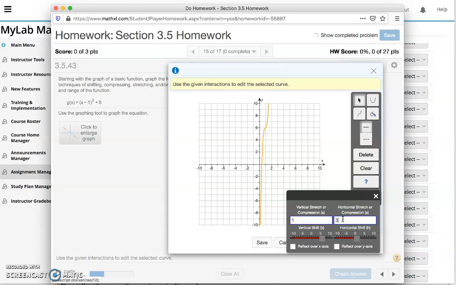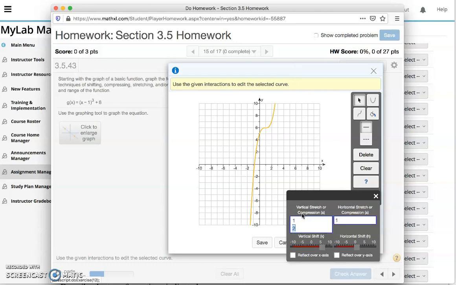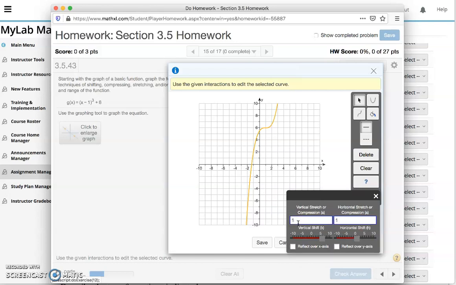What if I had a vertical stretch or compression? Well, I just use the left box that's for vertical stretch or compression and put whatever number that is in there. So say it's 1/2. So I would just type in 1/2 and Pearson will fix it for me. Now, if I need to reflect across an axis, if I need to do it over the x-axis, I just check the little box. If I need to do it over the y-axis, I check the reflect over y-axis box. So that's how you use this thing to graph.